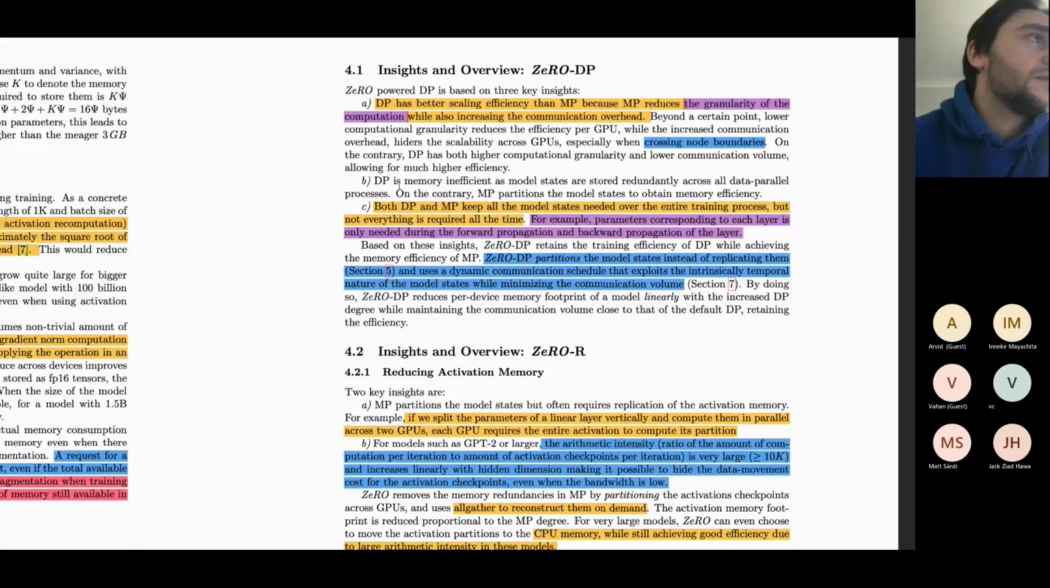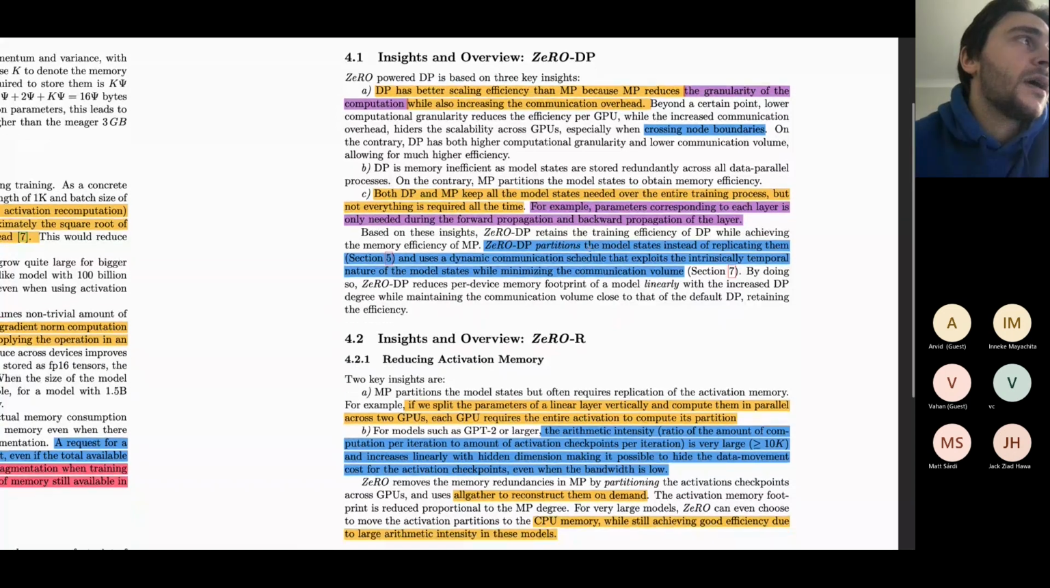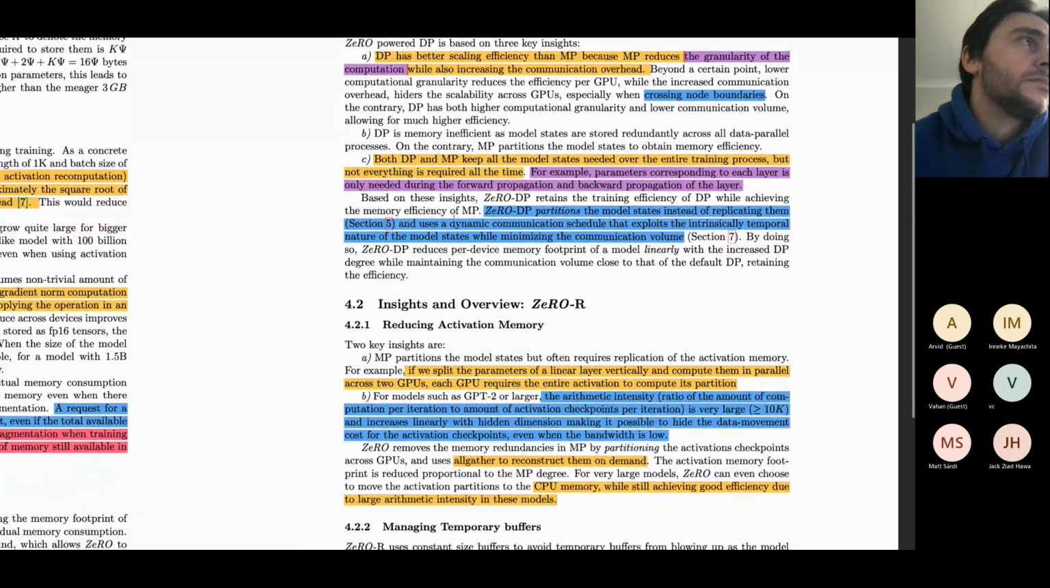The second insight I'll go over is that both data parallelism and model parallelism keep all the model states needed over the entire training process, but not everything is required at all times. For example, parameters corresponding to each layer are only needed during the forward and backward propagation of the layer. And this kind of gives an idea of what's going on under the hood, by the way.